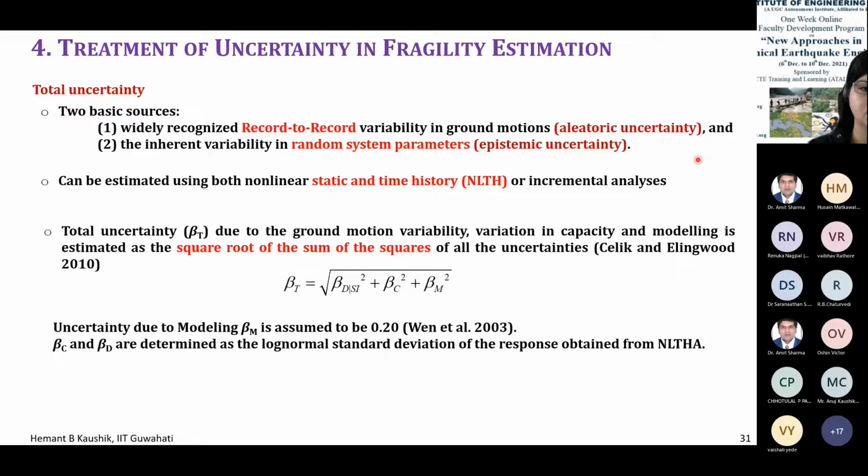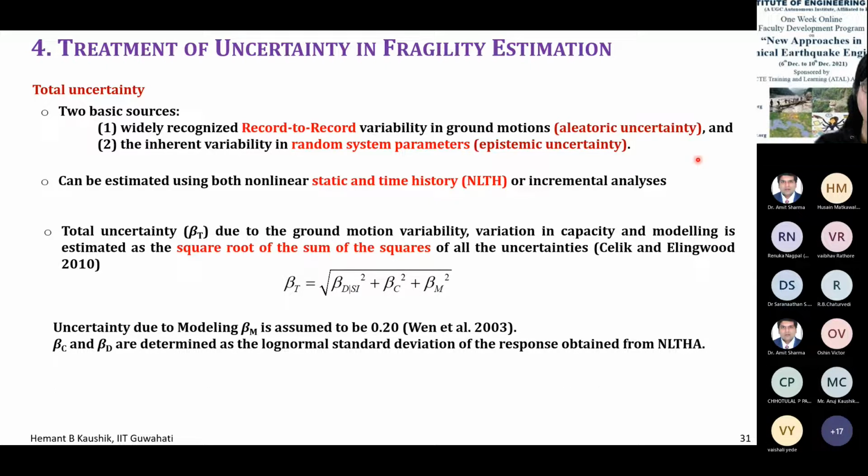Fine, so now we will use all these results in the uncertainty estimation to actually find out the fragility. There are two basic sources of uncertainties. One is the aleatoric uncertainty, which comes from the record to record variability in ground motions. Like I said, every ground motion is different, and we can have the synthetic ground motions. We can deliberately change these ground motions by providing some uncertainty by some changes. So this is aleatoric uncertainty.